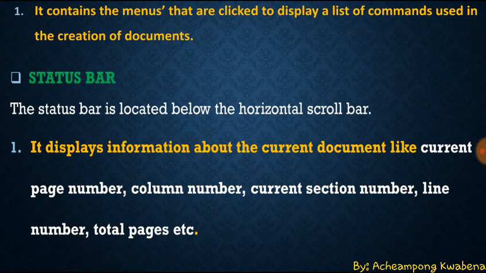And we have the next one to be the status bar. The status bar is located below the horizontal scroll bar. The function of this bar is that it displays information about the current document. Some of the information we can see on the status bar include the current page number, column number, current section number, line number, total pages, etc. And this bar contains all this information. Whenever you start to type within the application, we normally see the page number appearing on the bar below the document area. So that bar is referred to as the status bar.